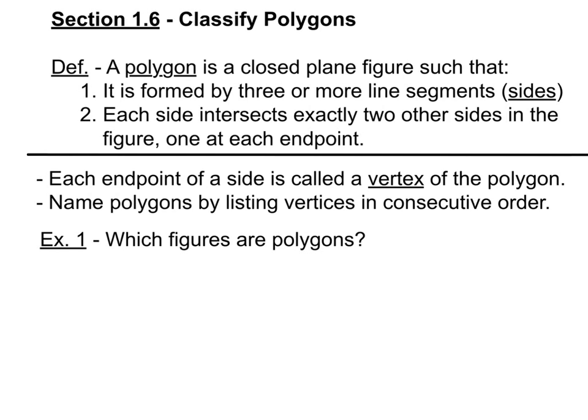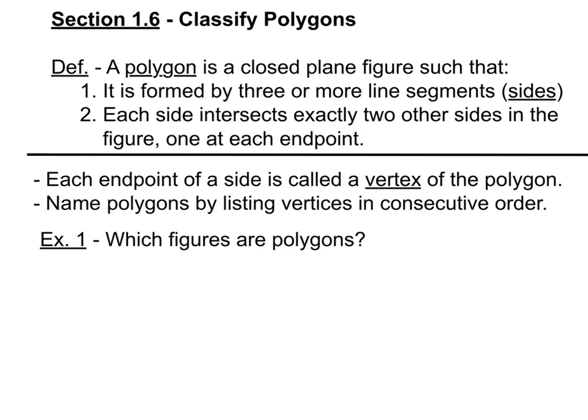Each endpoint of a side is called a vertex. So the vertex is the endpoint of a side, or a point where two sides come together in a polygon. And we name polygons by listing the vertices in consecutive order. So here's example one. We're going to look at some figures, and are they polygons, are they not polygons? That's what I want to determine.